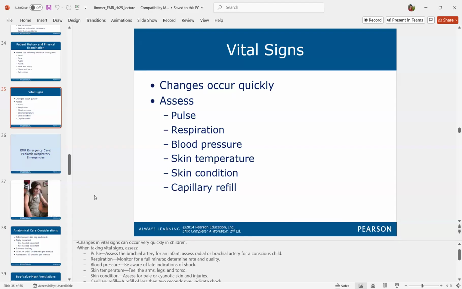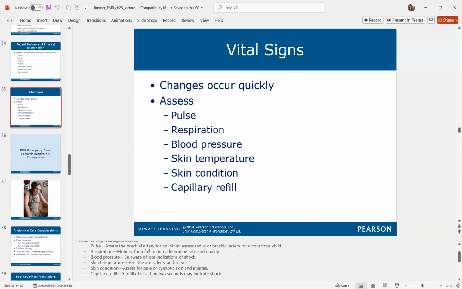Respirations, we want to monitor for a full minute to determine the rate and quality, making sure that it's got the rate that we're looking for, and also what does it feel like? Is it weak? Is it thready? Is it bounding? Is it normal? Is it irregular? Blood pressure, be aware of late indications of shock. So if their blood pressure is starting to go down, again, that's a late indication of shock.